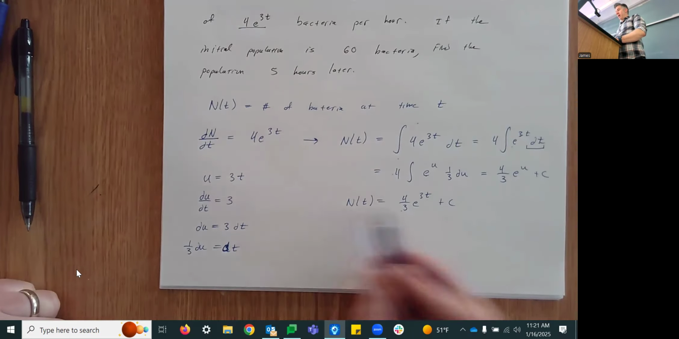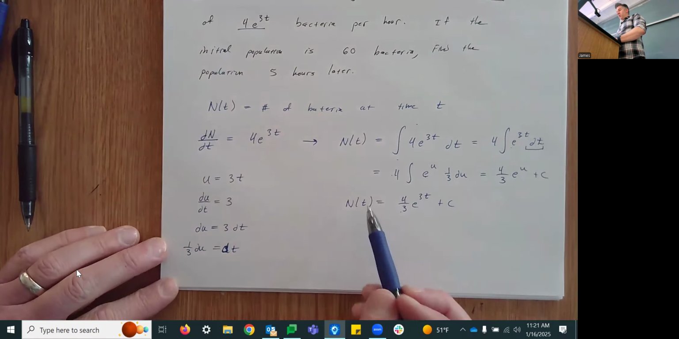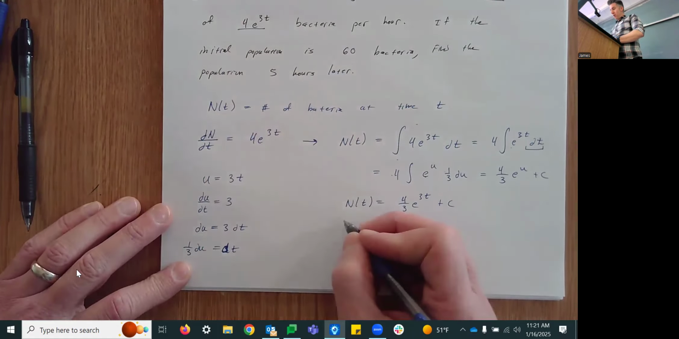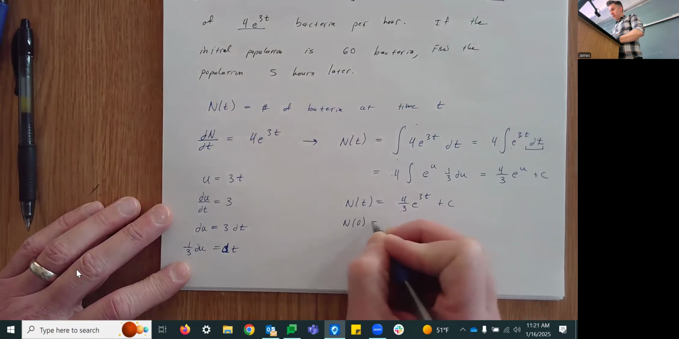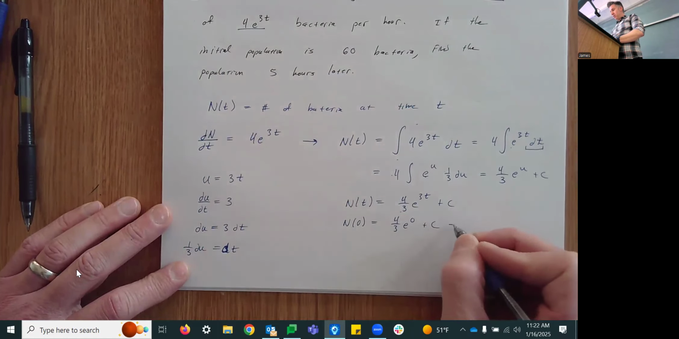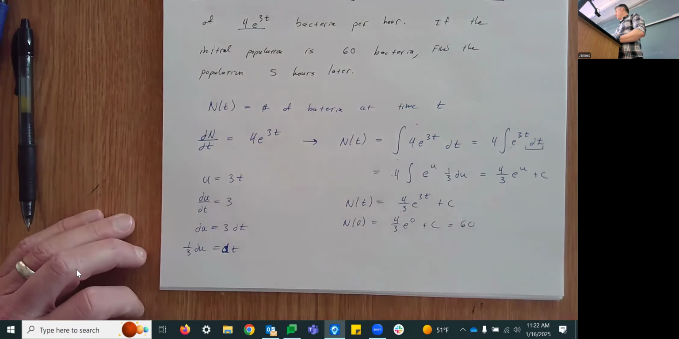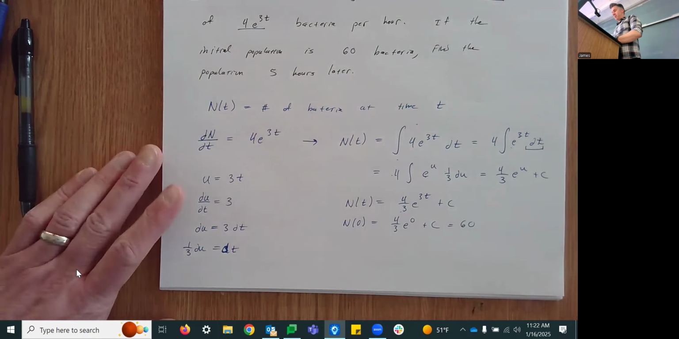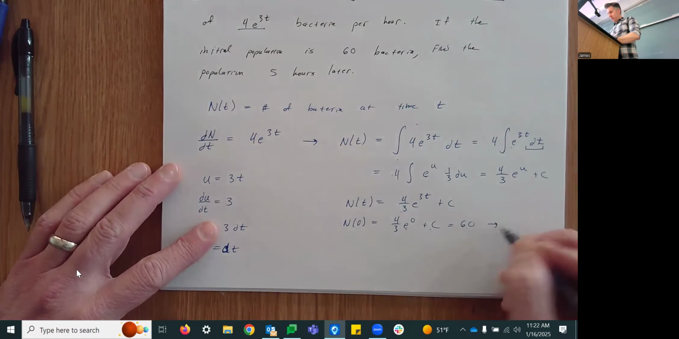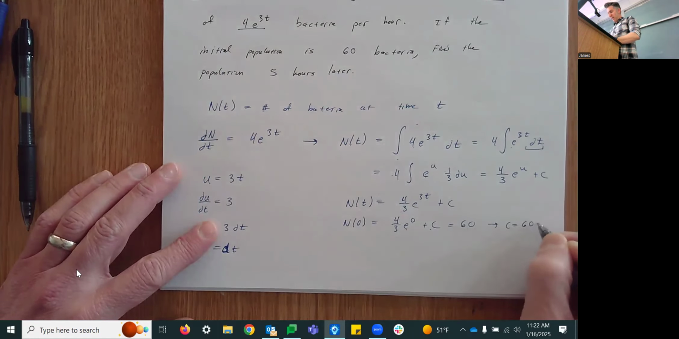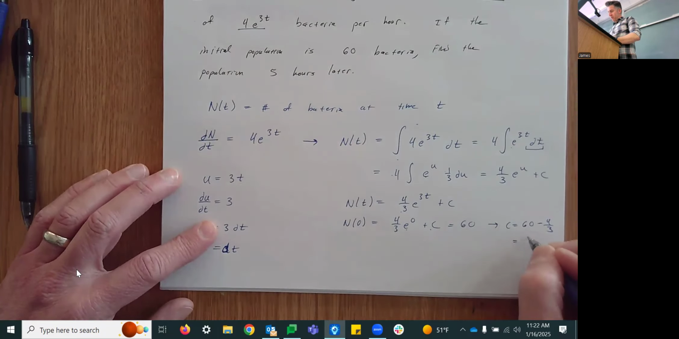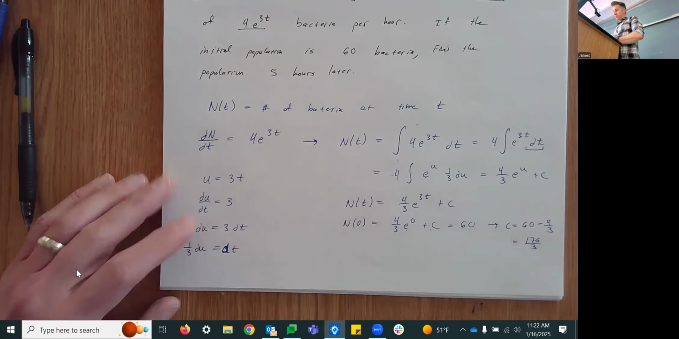Cool. All right, but now we want to answer the rest of this question. We were also told that the initial population is 60 bacteria. So we're going to say, great, we know that n of 0, which is going to be 4/3 times e to the 0 plus c, should equal 60. Which means my numbers are not going to be very nice here. Oh, well, sometimes that happens. So 4/3 times 1 plus c equals 60. So my constant term there is 60 minus 4/3, which is 180 minus 4 all over 3. So it's 176 thirds. Gross. Okay.